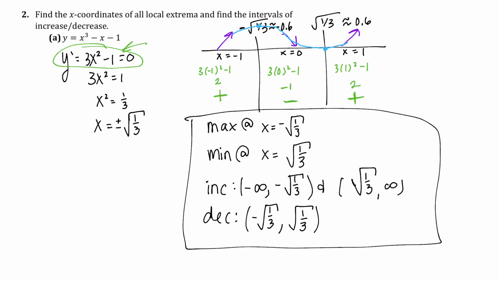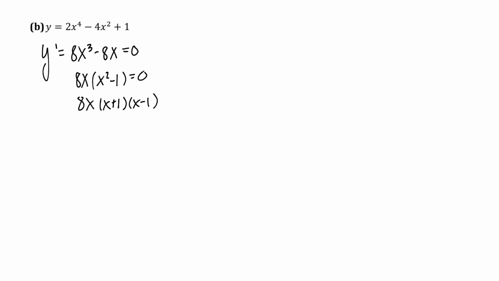All right. Moving on to part B. Once again, it's the same question. It's the increasing, decreasing, local max, local min. So we'll take that derivative. This will be 8x cubed minus 8x. Set it equal to 0. We can factor out an 8x, and you're going to have an x squared minus 1. That's an x plus 1, x minus 1. So you'll have x equal to 0, x equal to -1, and x equal to +1.